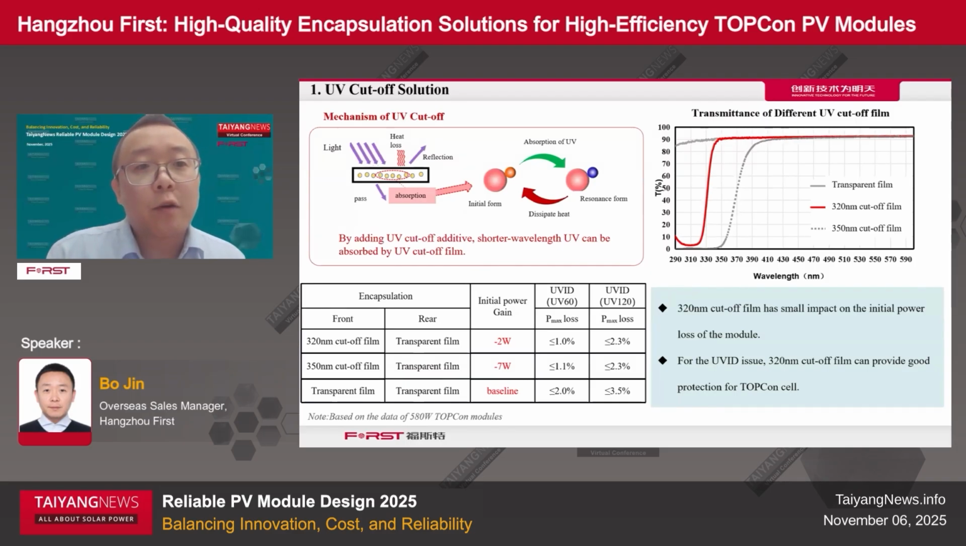The UV cutoff solution is to use a UV cutoff film on the front side of the TOPCon module. But if you use a standard UV cutoff film, then the power loss is too much. So we have a special UV cutoff version, which cuts off from 320 nanometer, and it is a good trade-off. The power loss is minor, and it can also protect the TOPCon cell well from the front side.